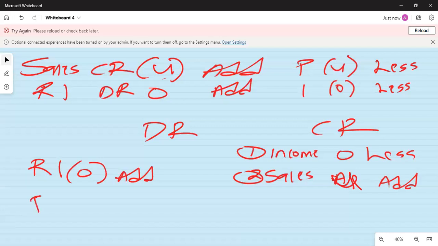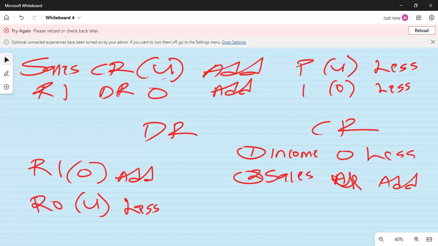Let's now say the opposite, return outward. Return outward is now what? Undercast. We are now going to less. We are going to less.